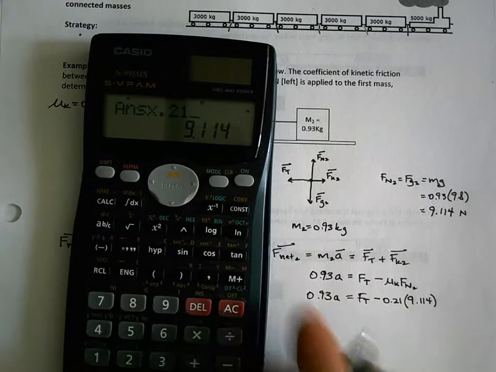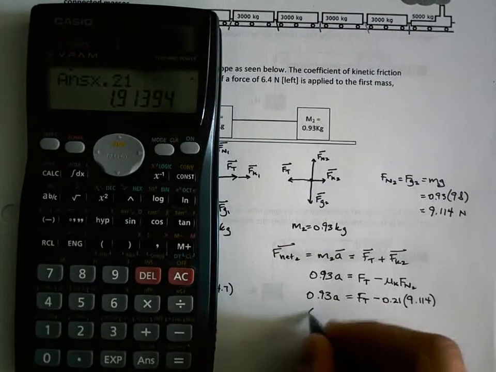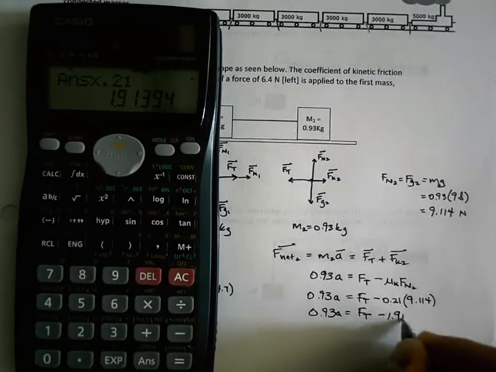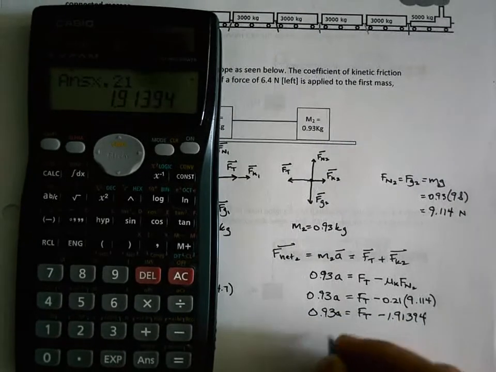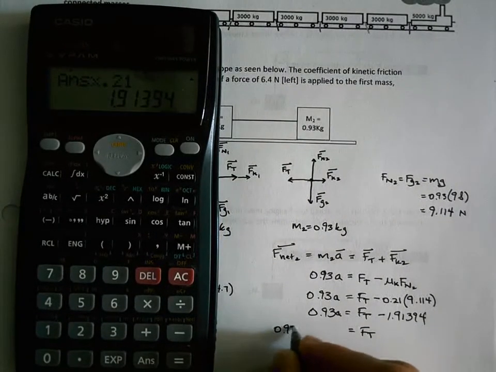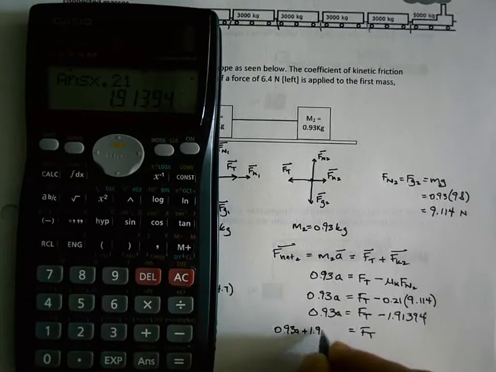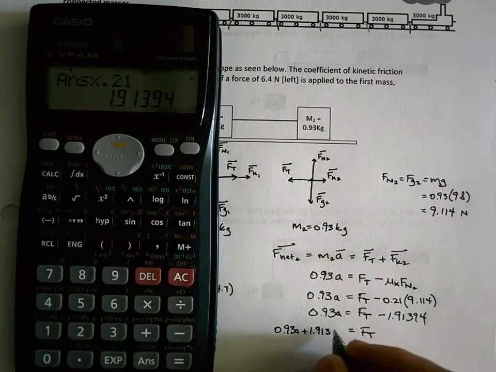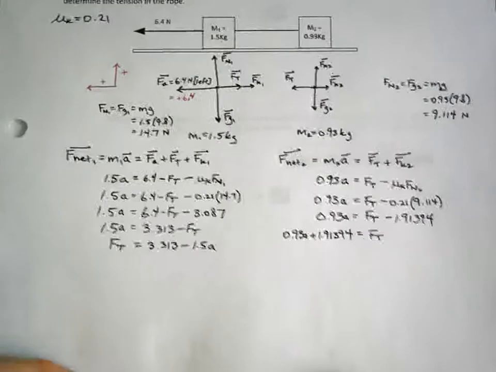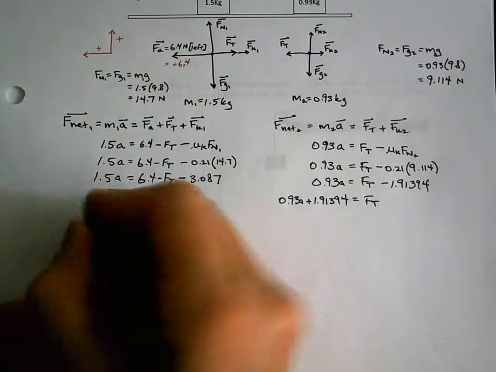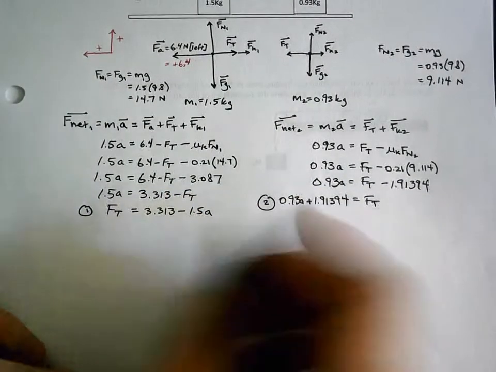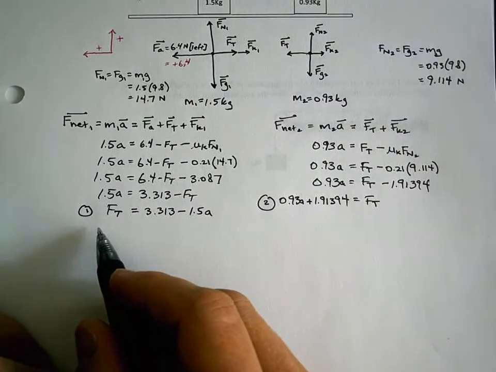Times 0.21. So I get 0.93a is equal to Ft minus 1.91394. So I get Ft is equal to 0.93a plus 1.91394. Whew, okay. So a lot of work to get here, but now look what I have. I have two equations with the same two unknowns. So I can solve these using my grade 10 math strategies.